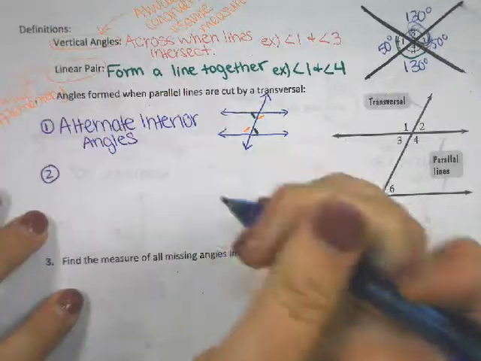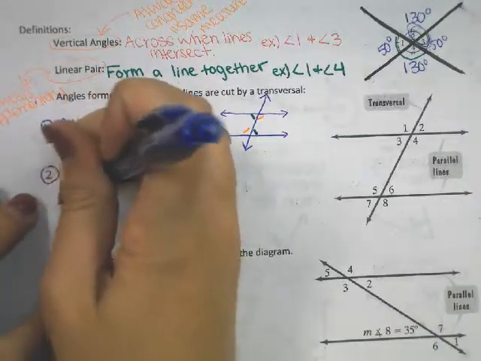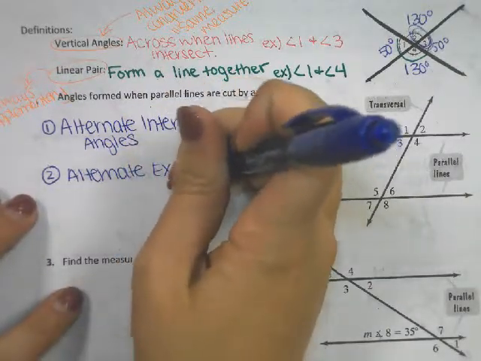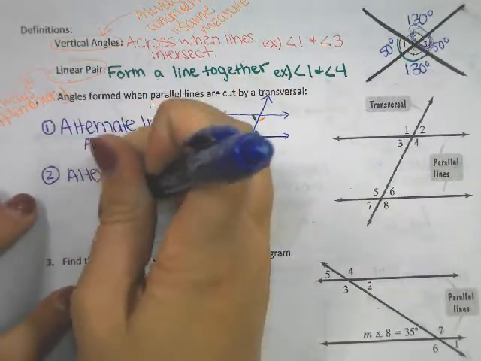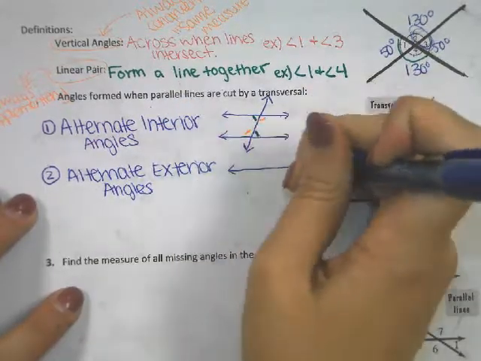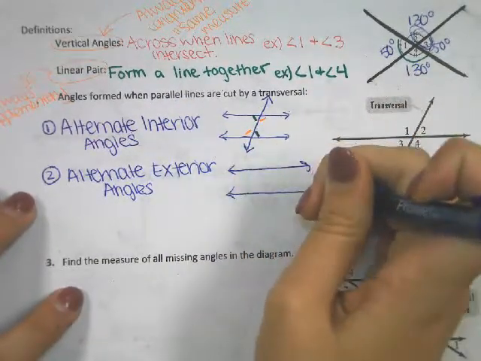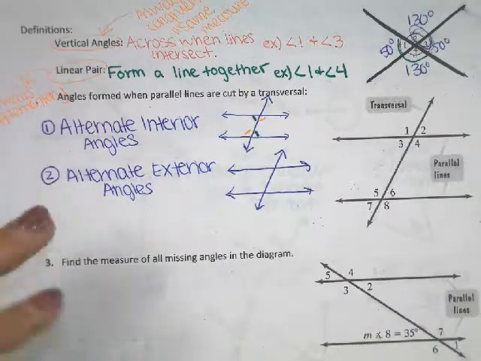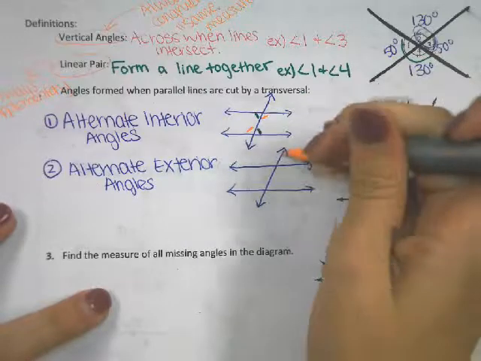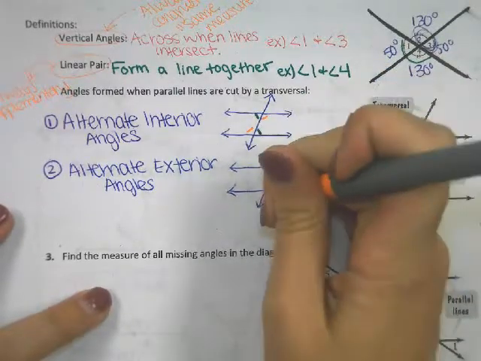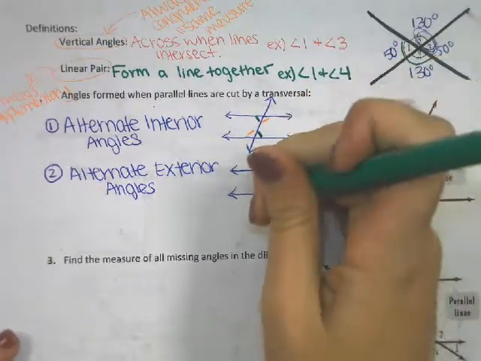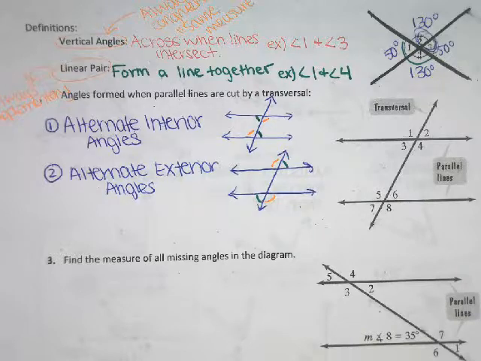The next angle relationship we have is alternate exterior. Similar idea, alternate sides of the transversal, but now we want to be on the exterior of the parallel lines. So if I go on the outside of the parallel lines, this one and this one are alternate exterior angles, and then this one and this one are also alternate exterior angles.